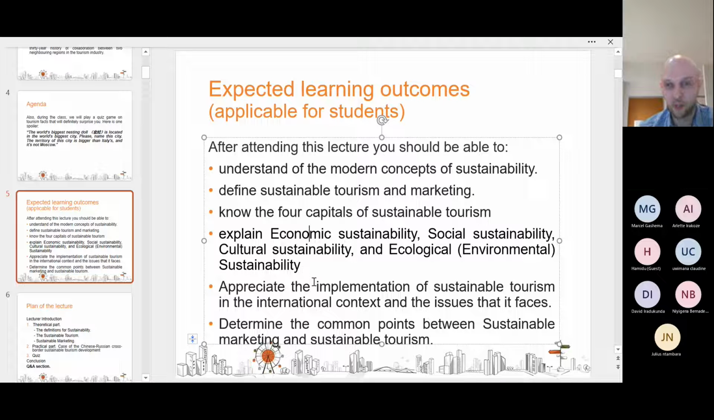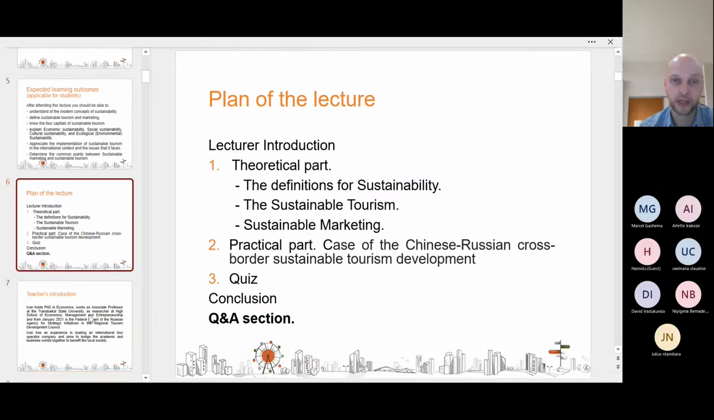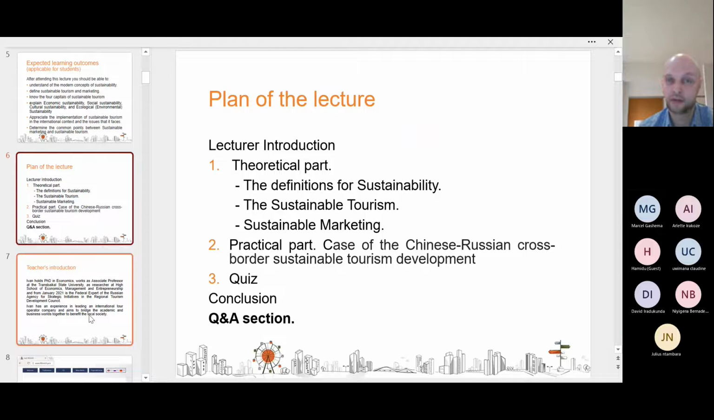Okay, and the last one, we will discuss and determine the common points between sustainable marketing and sustainable tourism. So here is the plan of the workshop. The first is, as I mentioned earlier, the theoretical part, the definitions for sustainability. We'll trace the roots of sustainable development and sustainability as a term to get a better understanding of why it is so modern nowadays to implement sustainability, or a sustainable approach, in companies.